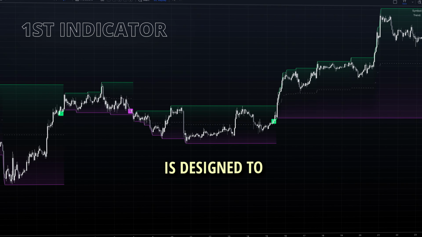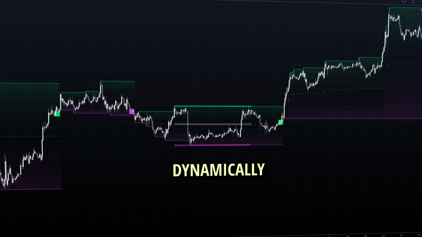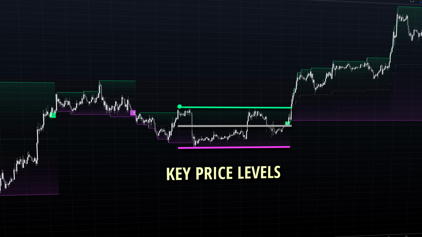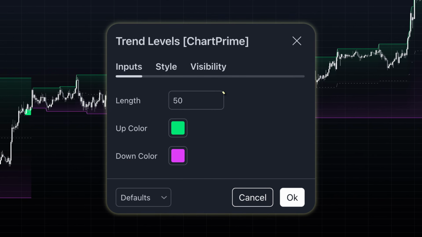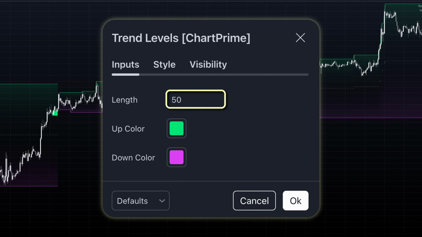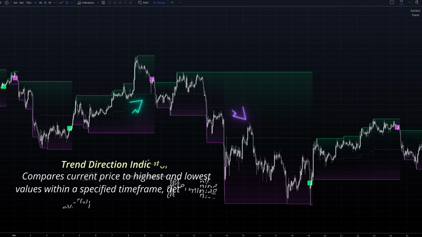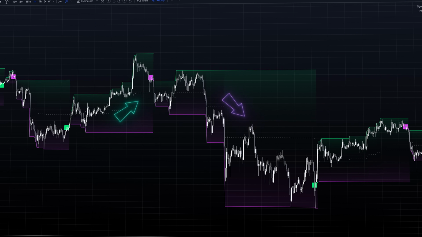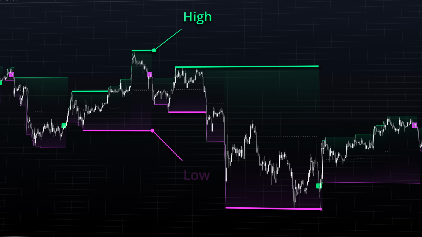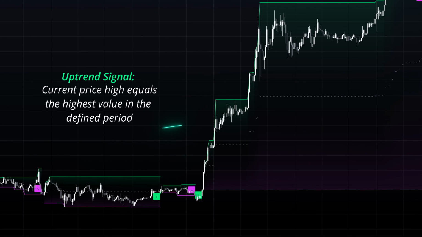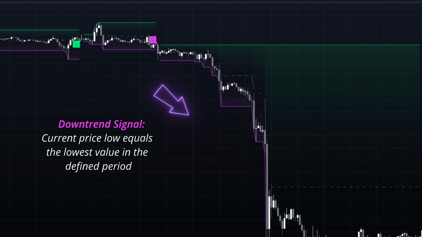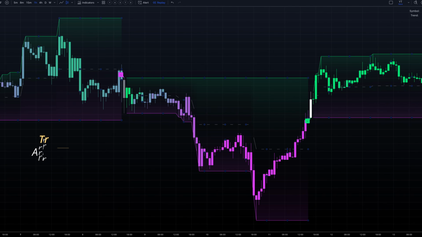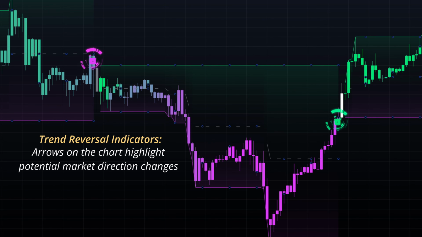The first indicator is designed to simplify market analysis by dynamically calculating and visualizing three key price levels: high, mid, and low. These levels are adjusted over a customizable time period, making the tool versatile for various market conditions. To identify trend direction, the indicator compares current price action to the highest and lowest values within the defined period. An uptrend is signaled when the current high matches the highest value, while a downtrend is indicated when the current low matches the lowest value. Trend shifts are marked on the chart with arrows, giving you clear visual cues about potential reversals.